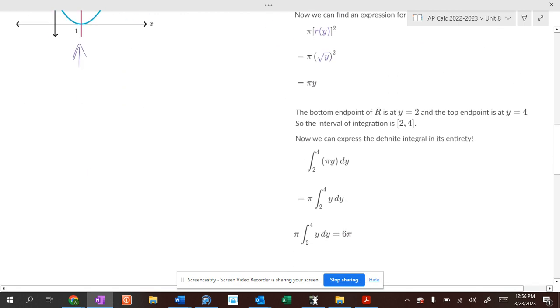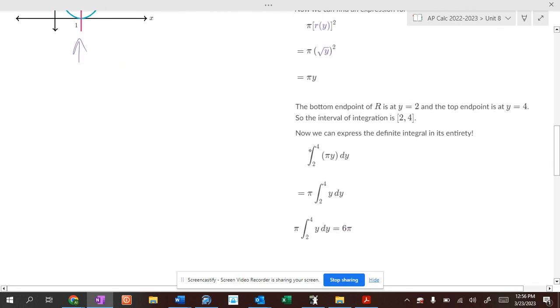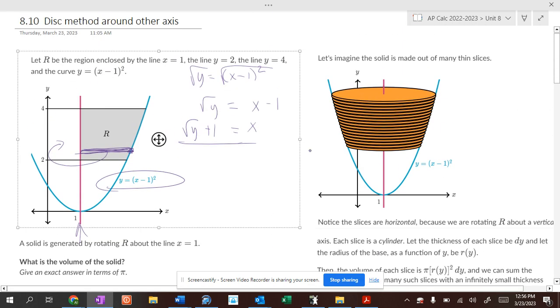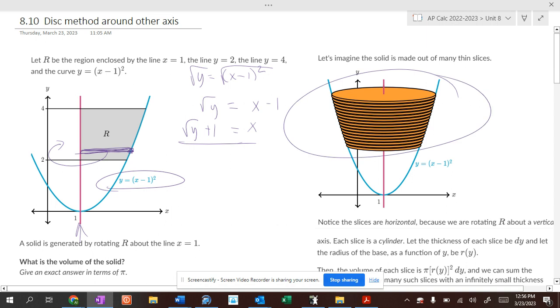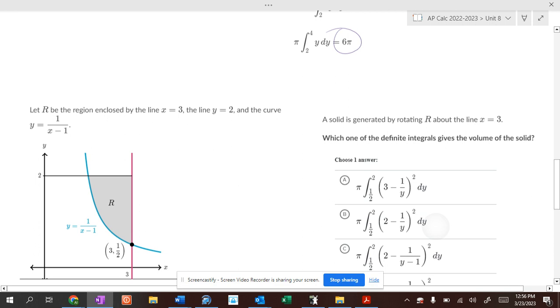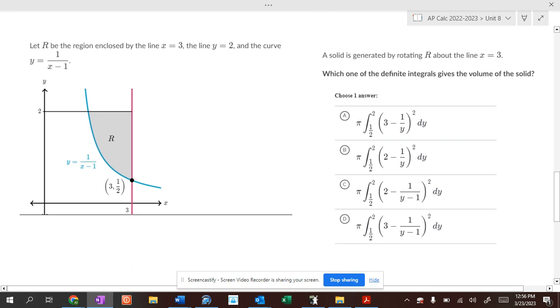So if we set that up in an integral, the integral from 2 to 4 of pi y is 6 pi. So that's the amount of solid that this is. It's 6 pi. If this is an inch, it's 6 pi inches cubed or whatever. All right. So let's try one here.